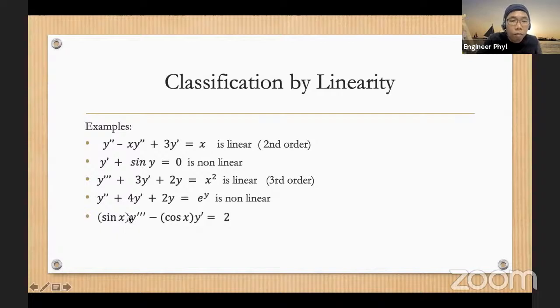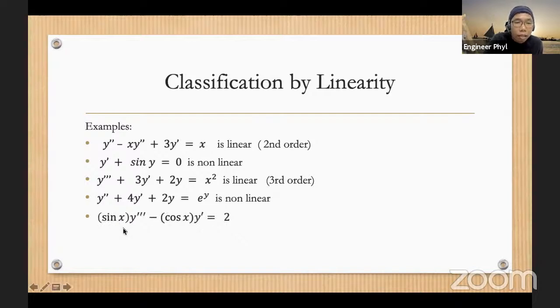Okay, going back to this example, if this is e raised to x, then we can say this is a linear differential equation, since the function on the right side of the equation is a function of x, e raised to x. But since it's e raised to y, and y is the dependent variable, it will not be a linear equation.